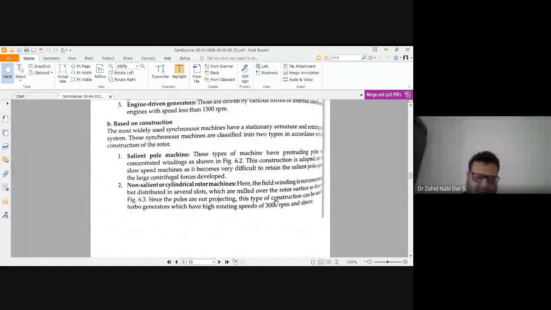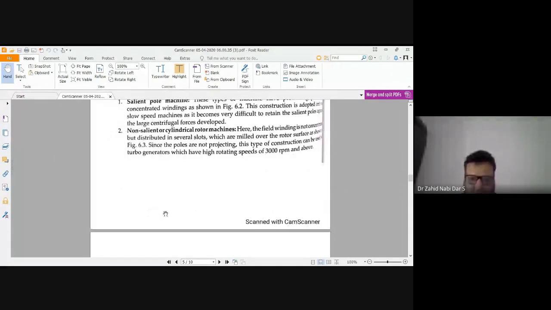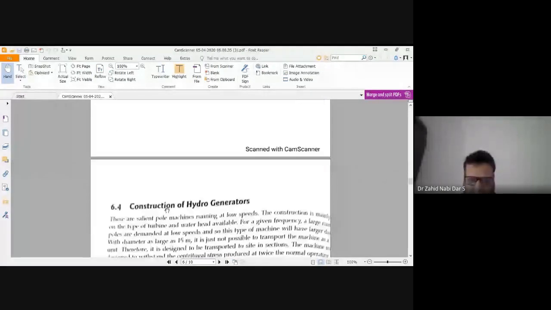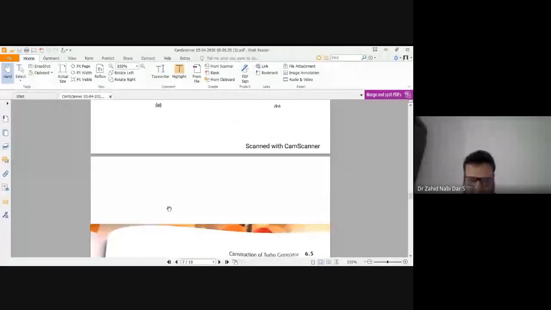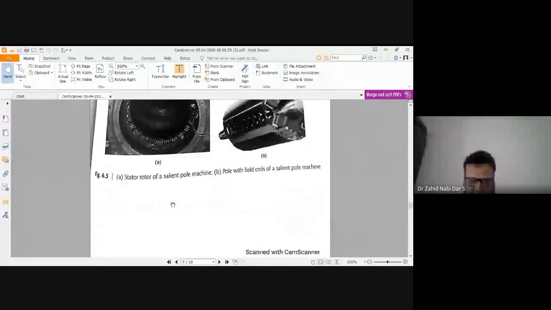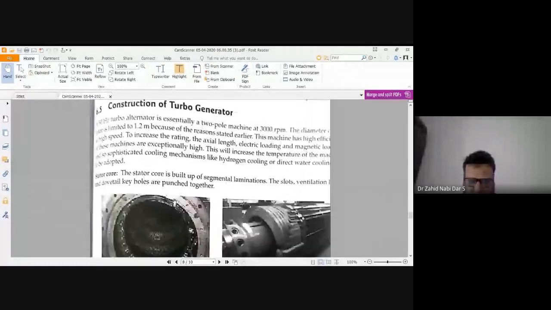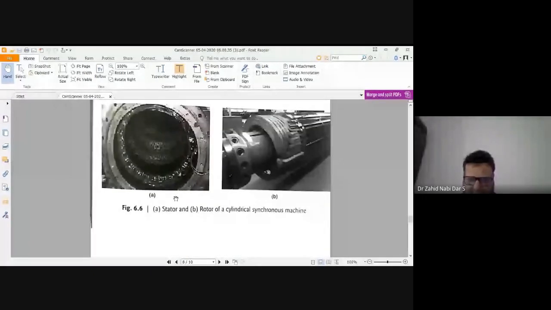Now you have the non-salient or cylindrical pole machine. Here the field winding is not concentrated but distributed in several slots which are milled over the rotor, as shown in figure 6.3. So this is used for high speed operations. Let's see the figure. Yes, this is for high speed.